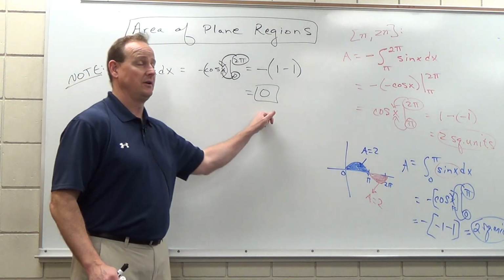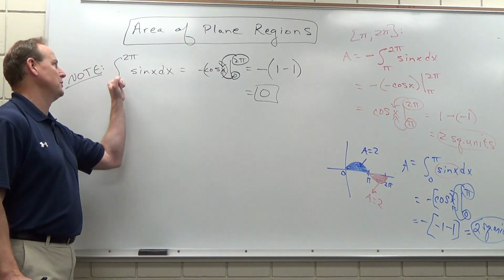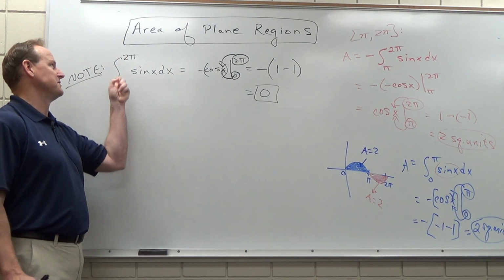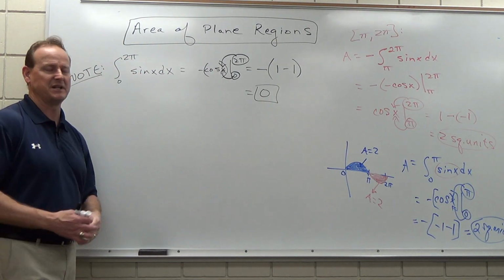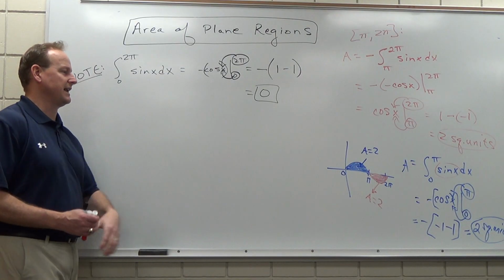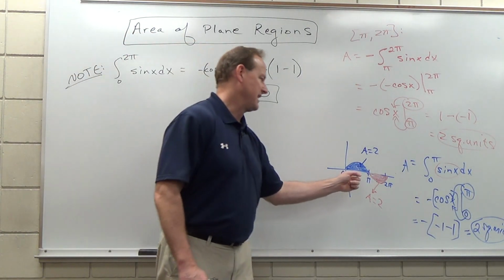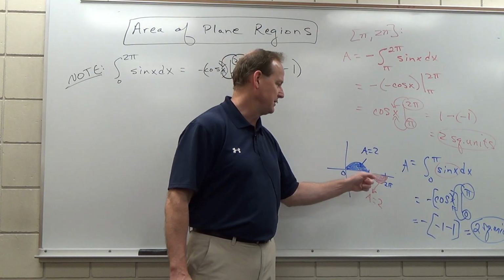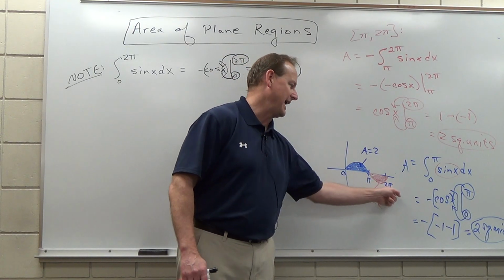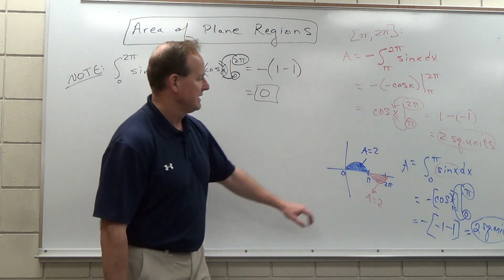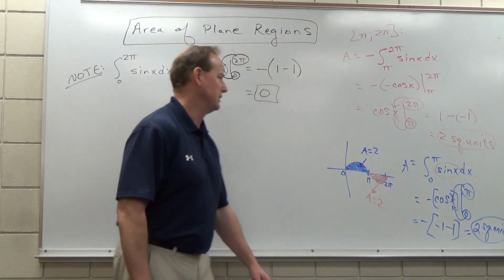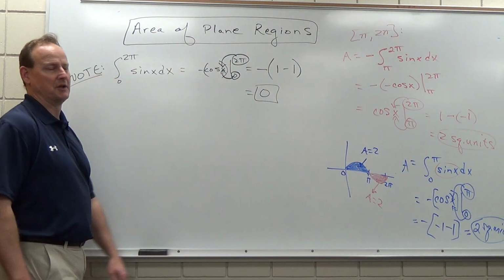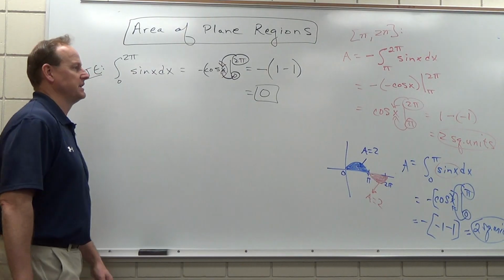What it is though, is the value of the definite integral from 0 to 2 pi of the sine of x with respect to x. And the reason it ends up being 0 is because the definite integral from 0 to pi is considered to be a positive 2, and the definite integral from pi to 2 pi is negative 2. So when you add those together, we actually would get 0.